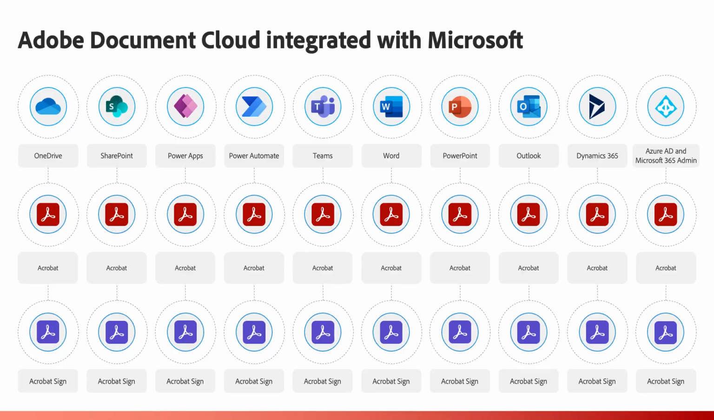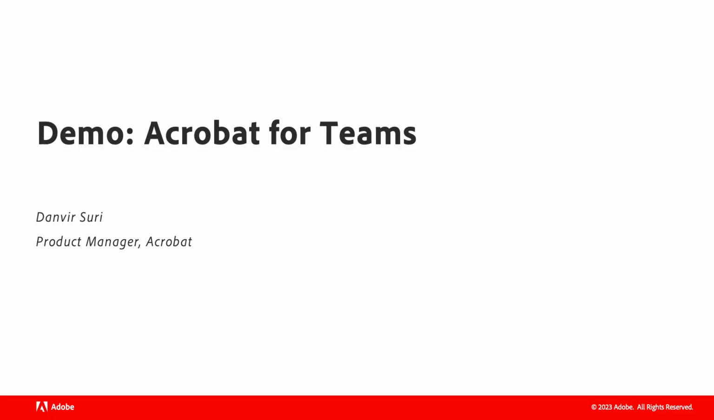Now, I mentioned that we have a full range of integrations built out, and this you can see is across Acrobat, through to Acrobat Sign, and all of the Acrobat services of APIs, SDKs, and Power Platform connectors. We've got integrations built to bring all of these document workflow and e-signature capabilities right into Teams, Outlook, Word, Excel, PowerPoint, SharePoint, OneDrive, Dynamics, and beyond. Okay, so let's transition to showing you some of these products in action. First, we're going to look at Acrobat for Teams.